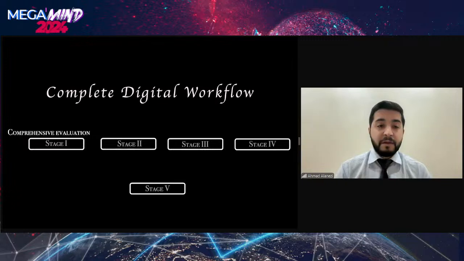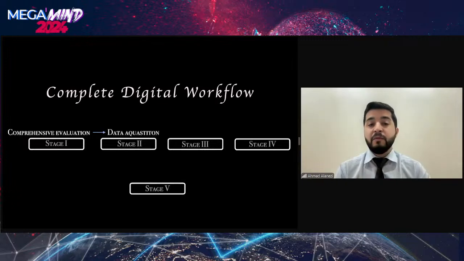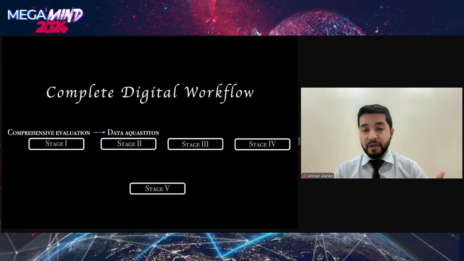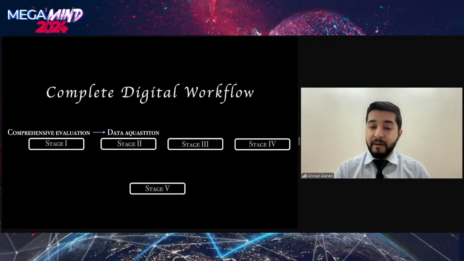After a thorough evaluation, you can move into the data acquisition phase, which is mainly digitizing your patient. You can do this with 3 tools. One is a complete CT to get your DICOM file, the second is an intraoral scan, and the third is a 2D photograph or a 3D facial scan.